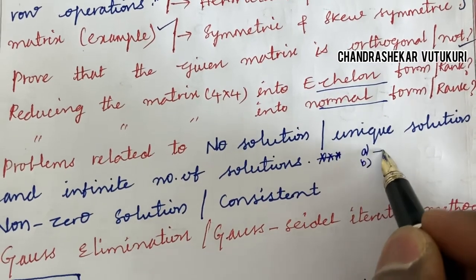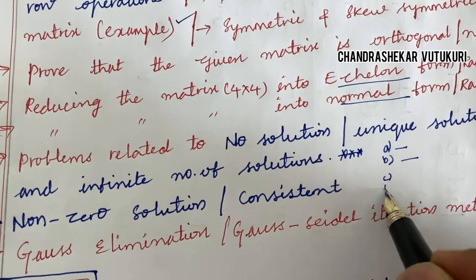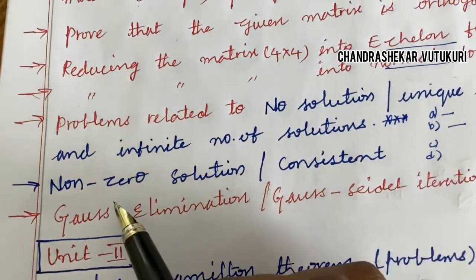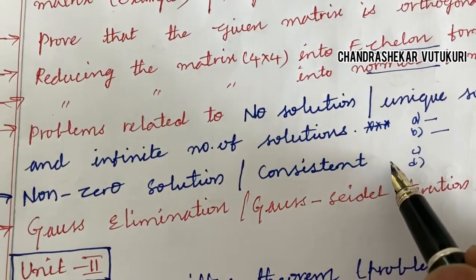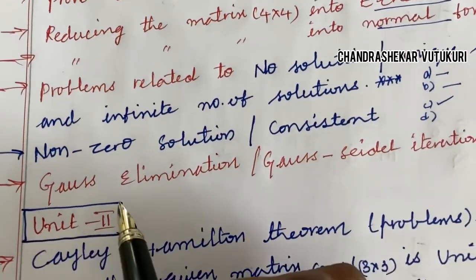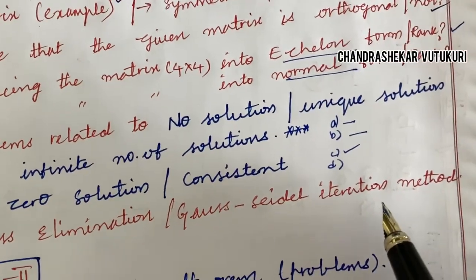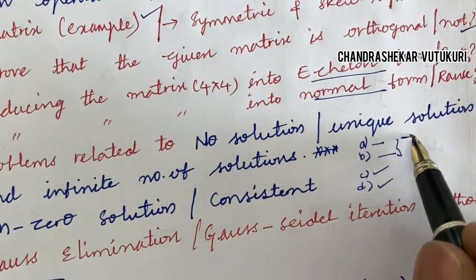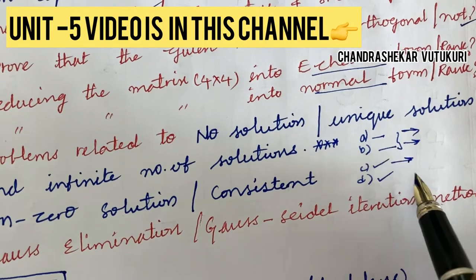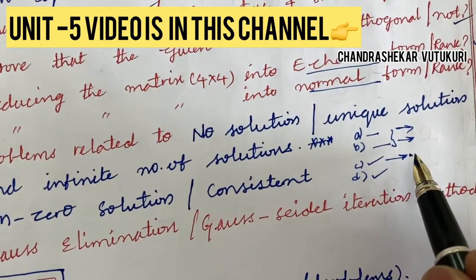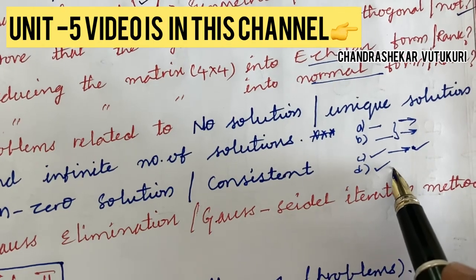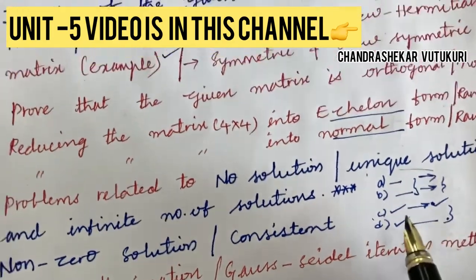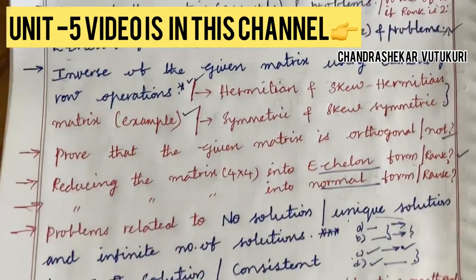You may be getting in A, B the normal form or the echelon form, and in C, D you are going to get no solution, unique solution or infinite number of solutions for a given problem, and non-zero solution, as well as finding the consistency of the matrix may be a C question. Later, the Gauss elimination or Gauss-Seidel iteration method and the problem related to it may be a D question, dear students. This may be the cross structure or that may be jumbled sometimes, and the short questions will be from this. This is all about unit 1, dear students.